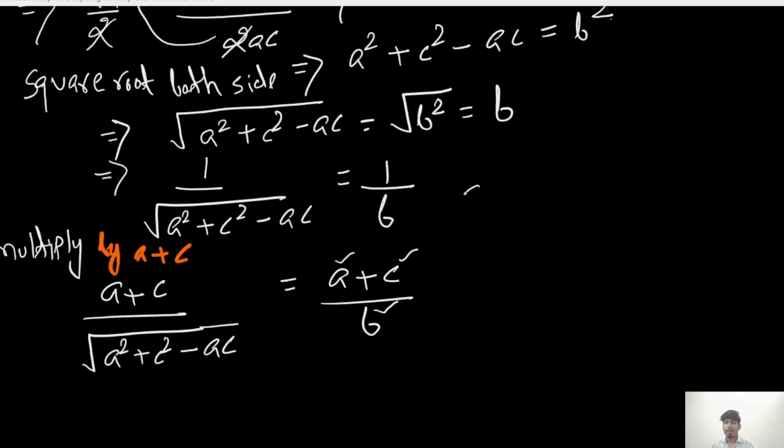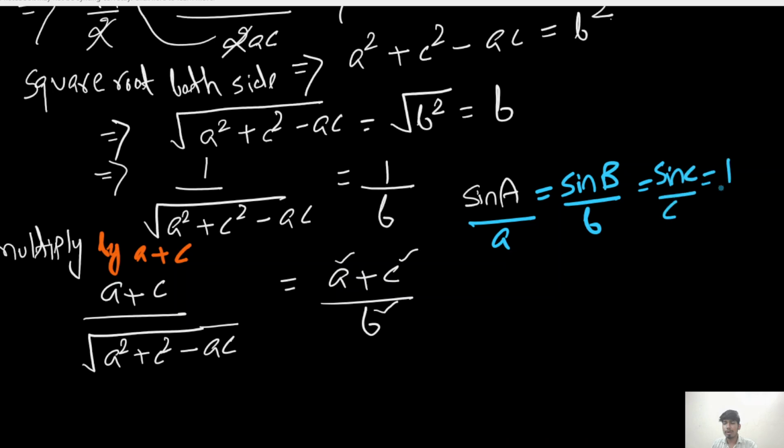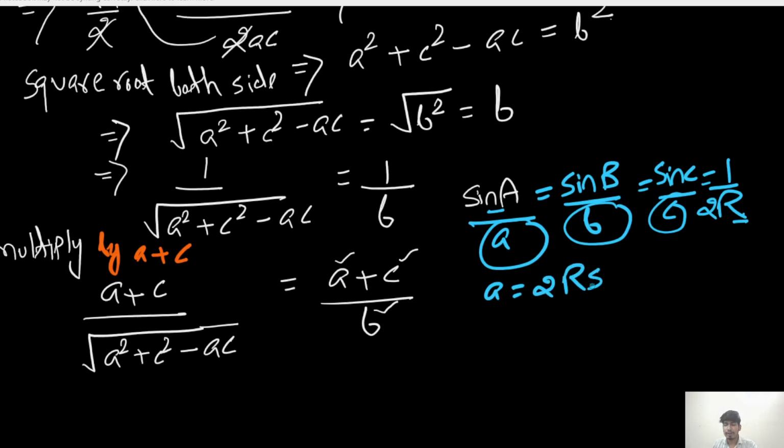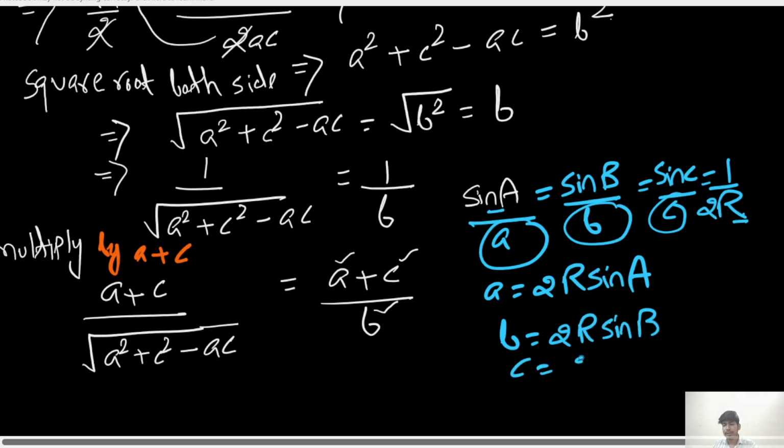Okay, what do we know? We know sine A upon A is equal to sine B upon B is equal to sine C upon C, and this is equal to 1 upon 2R, we know. Then find the values of A, B, C in terms of sine function and R, and put them here. Then we know A is equal to 2R sine A, B is equal to 2R sine B, and C is equal to 2R sine C. Then these values are put in the RHS here.